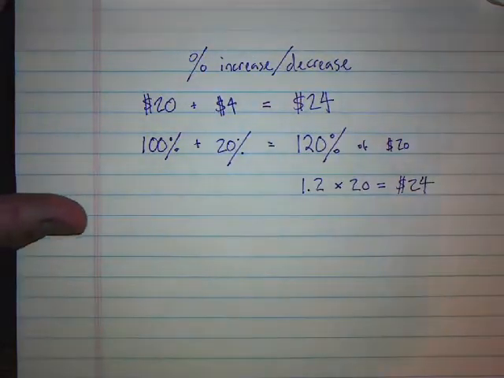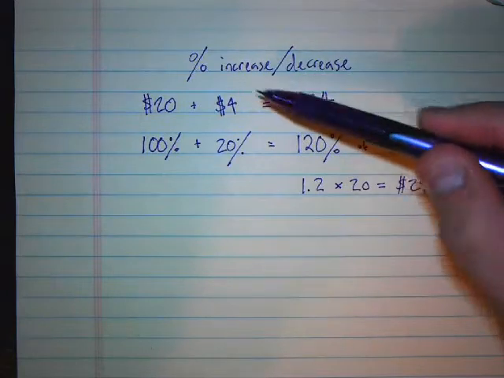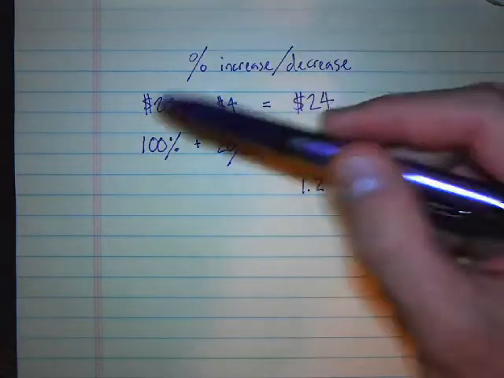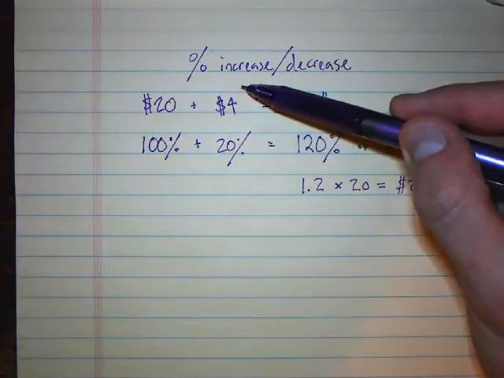And this is what we want to realize today. We want to find some different ways to find the amount of the new, or maybe the amount of the original, and sometimes the amount of the increase or decrease. Let's look at some more examples.